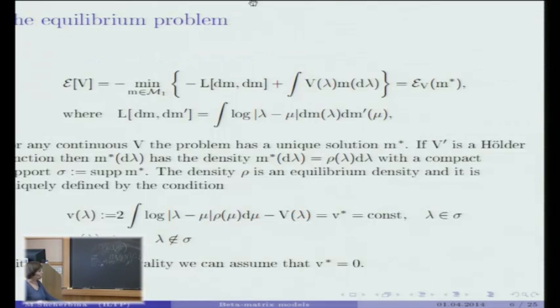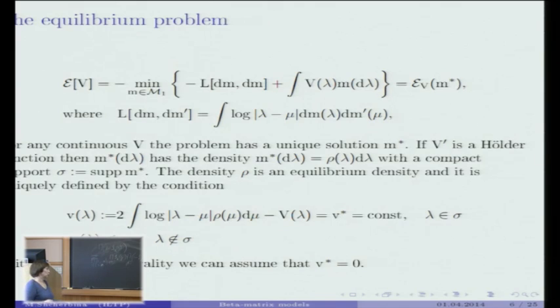Okay, so to formulate the condition, I need to know what the equilibrium measure is. To explain what the equilibrium measure is, it's a typical problem of complex analysis. You have a logarithmic energy, and you consider this energy problem where you have to find the minimum of the functional written here with respect to all unit measures, all possible unit measures.